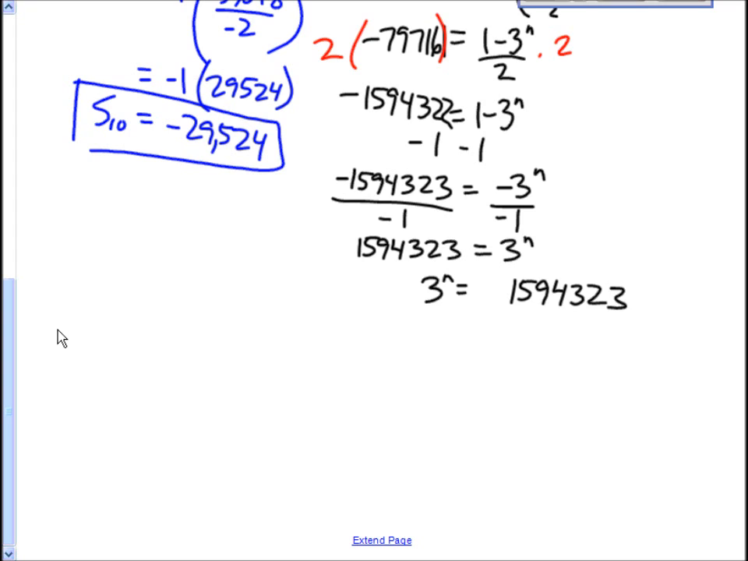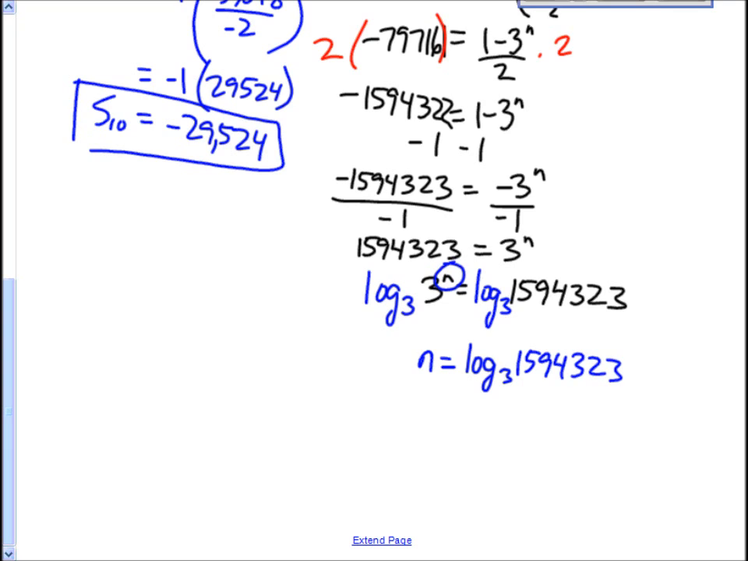What's the inverse of 3 to the n? If you remember back, it's been a long time. The inverse of 3 to the x is log base 3 of x, and that's how you're going to undo this, if you will. You're going to run log base 3 on this side, log base 3 here, because log base 3 of 3 to the n is just n. Because the composition f of g of x, if f and g are inverses, is x. So now we just punch this in: log base 3 of 1594323. You punch that into your TI-89.